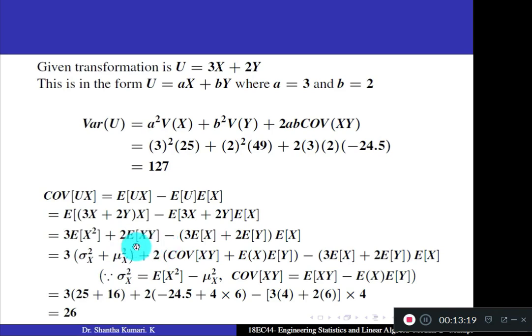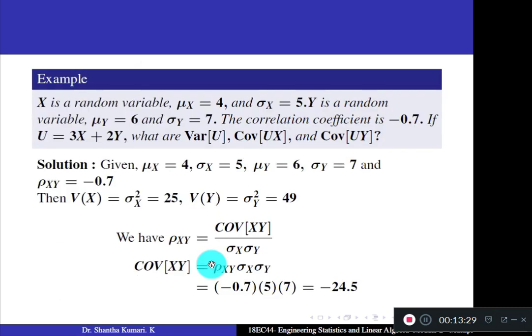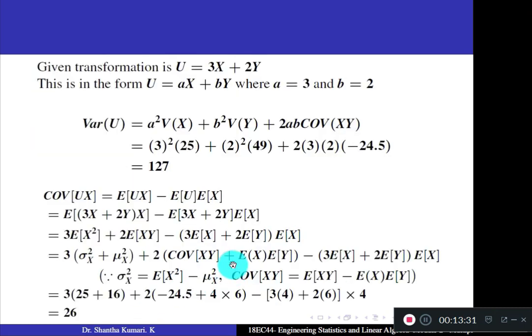Plus, again, expectation of xy is not known. How to find expectation of xy? You have the covariance answer with you. Correct? Covariance is already obtained here. Covariance of xy. So, how to use the covariance of xy formula? This is the formula for covariance of xy: expectation of xy minus expectation of x into expectation of y. Rearrange the terms. So, your expectation of xy will be covariance of xy plus, shifting this to the left side, expectation of x into expectation of y. Minus, this term I have written as it is.